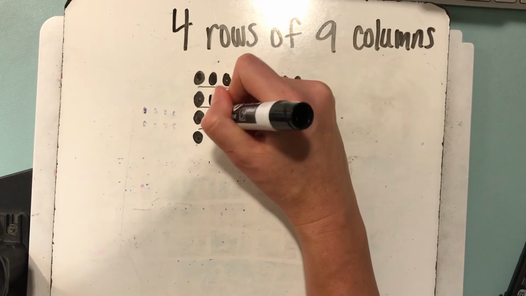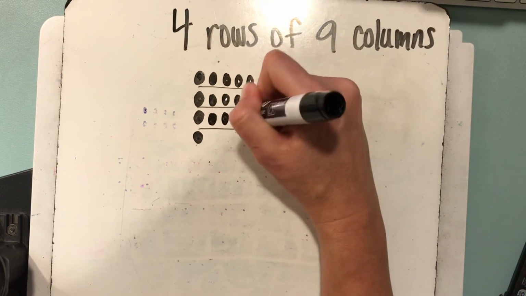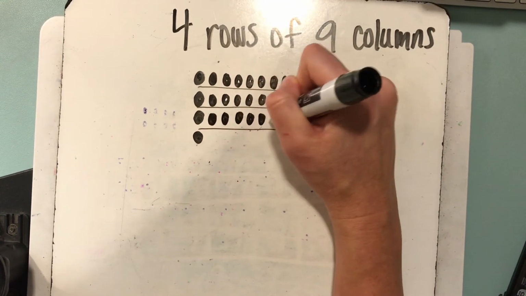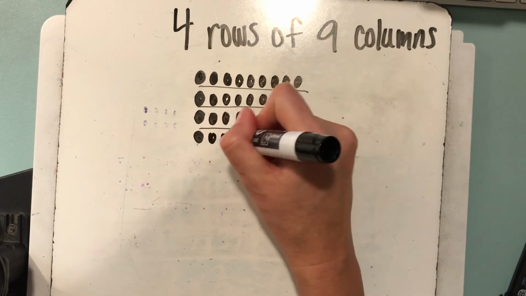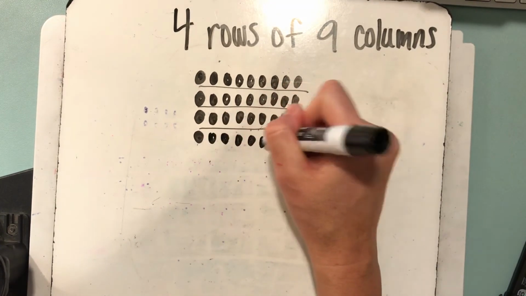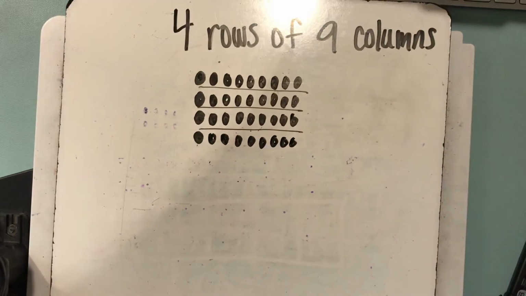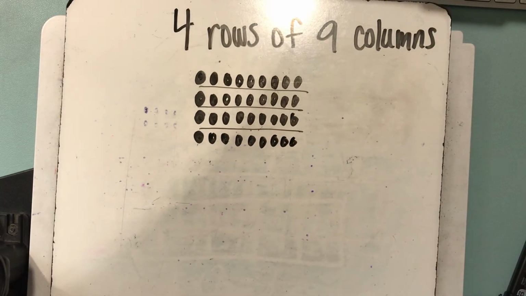Whew, there's my second row. 1, 2, 3, 4, 5, 6, 7, 8. Whew, 9. 1, 2, 3, 4, 5, 6, 7, 8, 9. Okay, so I have my array for 4 rows of 9 columns.